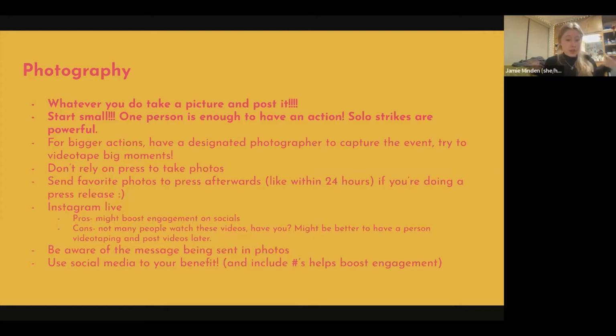So make sure that you have good photos of your strike afterwards. One person is enough to have an action. You can have a solo strike with your sign outside of some office, or outside of your city council hall, and just take a little selfie. You know what I mean? It makes it really accessible when you have small strikes.